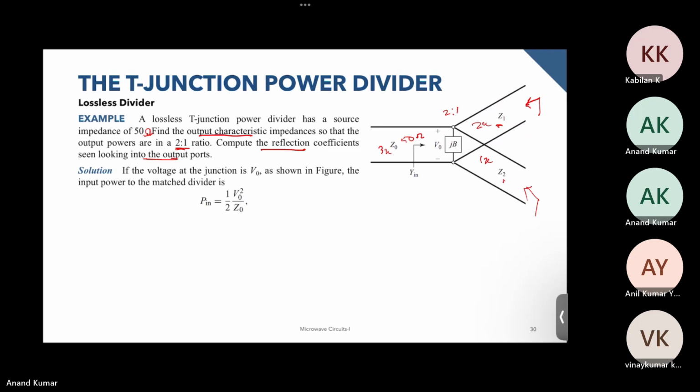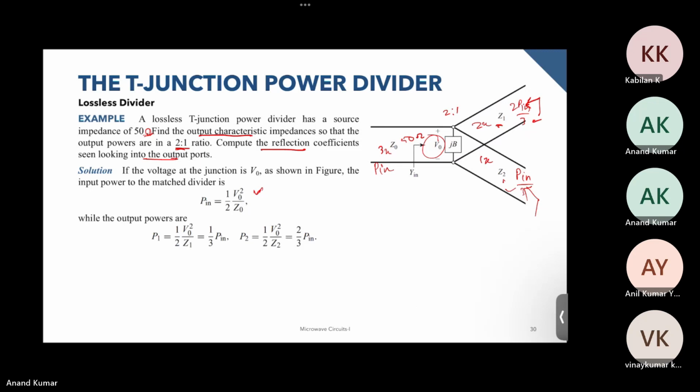The first step is we assign the voltage V naught at the junction, and the input power can now be given as P_in equals half V naught square by Z naught. This is very standard. So we have calculated the input power. According to this, the power at one port should be 2 P_in by 3, and at the other P_in by 3. So this port receives twice the power of this port.